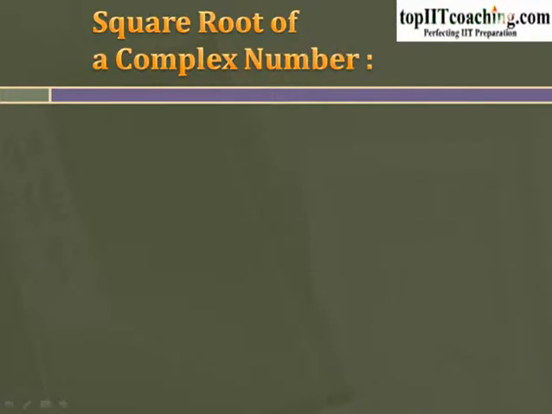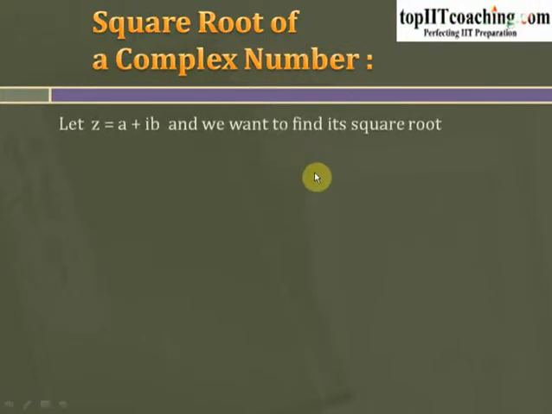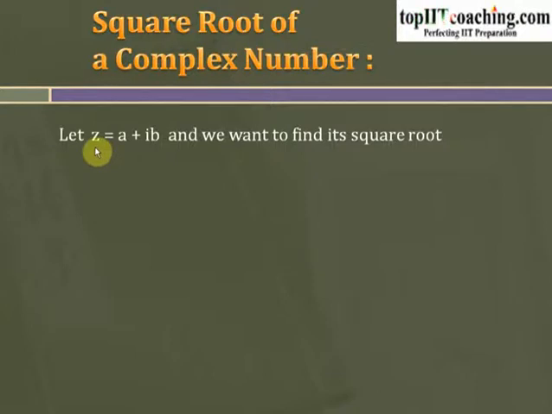We already know how to find the square root of a real number. But what about the square root of a complex number? How do we find exactly the square root of a complex number? That's something we are going to study now. Let us say that we have a complex number z which is equal to a plus iota b and we want to find its square root.